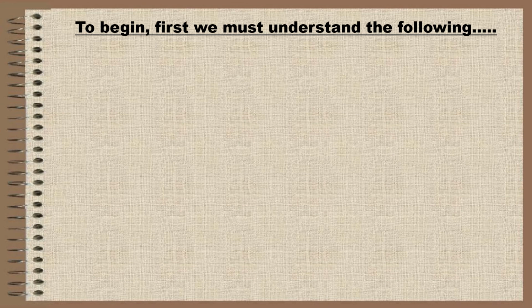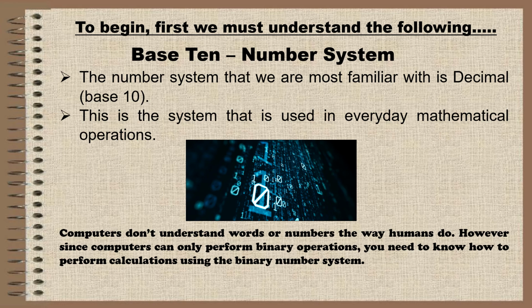To begin, first we must understand the following. Base 10 number system. The number system that we are most familiar with is decimal, or base-10. This is the system that is used in everyday mathematical operations. Computers don't understand words or numbers the way humans do. Since computers can only perform binary operations, you need to know how to perform calculations using the binary number system.